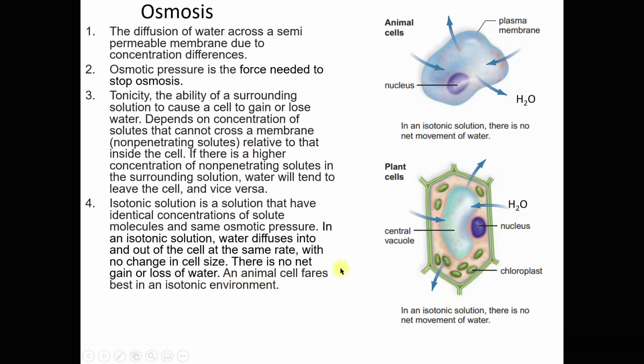An animal cell fares best in an isotonic environment, meaning it has the best condition in an isotonic environment. Plant cells, however, are flaccid in an isotonic environment. Do keep that in mind.